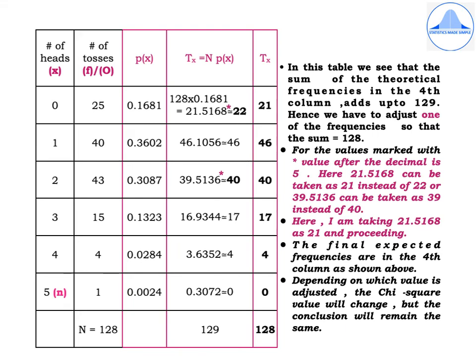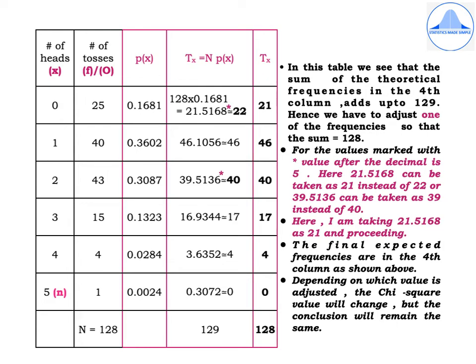Let us now form a table where we will write down the number of hits and number of tosses, which is given in the problem. Then also form the columns p of x and Tx equal to capital N into p of x. Number of hits is marked as x and the values are 0, 1, 2, 3, 4, 5, and the last value in the x column is marked as small n. The number of tosses, or the observed frequency O, has the values 25, 40, 43, 15, 4 and 1, which gives capital N as 128. Then write down the corresponding probabilities p of x, which are 0.1681, 0.3602, 0.3087, 0.1323, 0.0284 and 0.0024. The next step is to find out the theoretical frequencies Tx, which is equal to capital N into p of x.